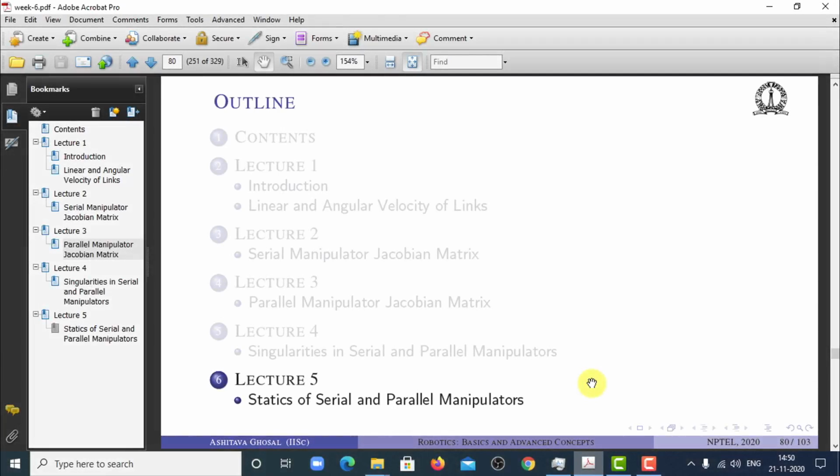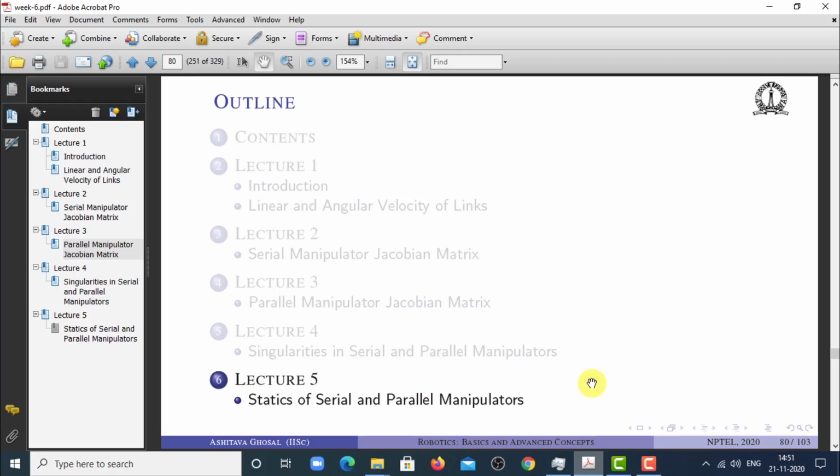Welcome to this NPTEL lectures on robotics, basics and advanced concepts. In the last few lectures, we have done the velocity analysis of serial and parallel robots. In this last lecture, we'll look at the statics of serial and parallel manipulators. We will see that there is an intimate connection between the velocity kinematics and the statics.